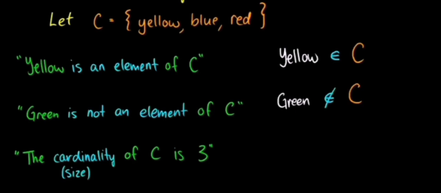How do we say the size of C is 3, which means the amount of things in C is 3? There are 3 different elements in C. Well, we just draw these absolute value bars around it. So we say that the absolute value, or the size of C, is equal to 3. And that's just that the cardinality of C is 3. So now we can talk about whether things are in our sets and how many things are in our sets.